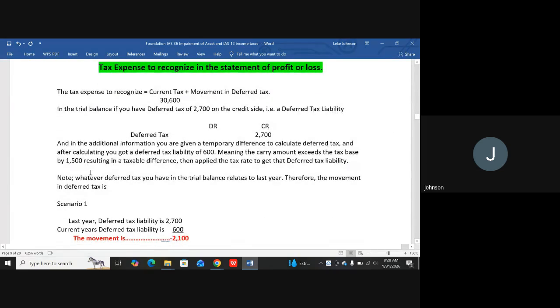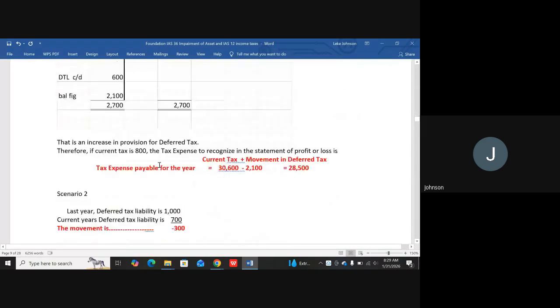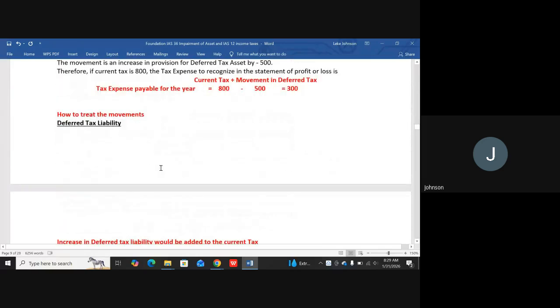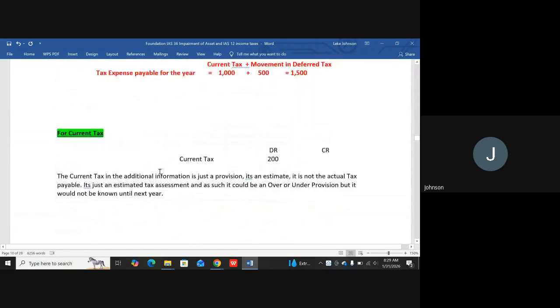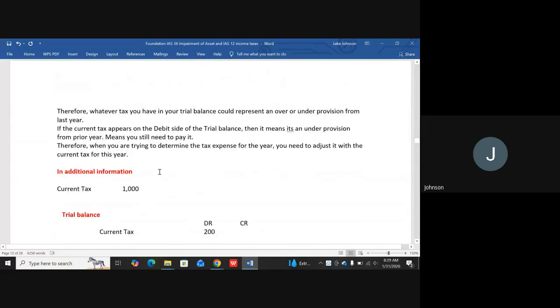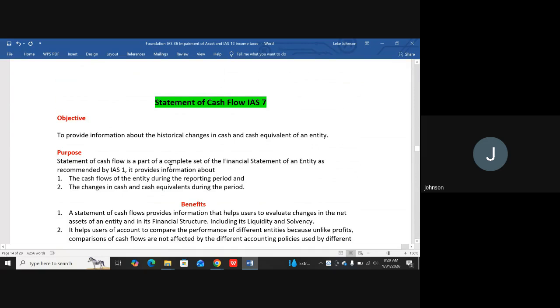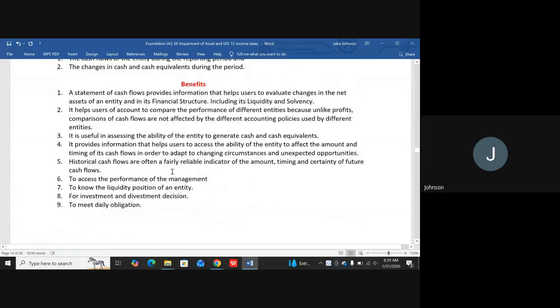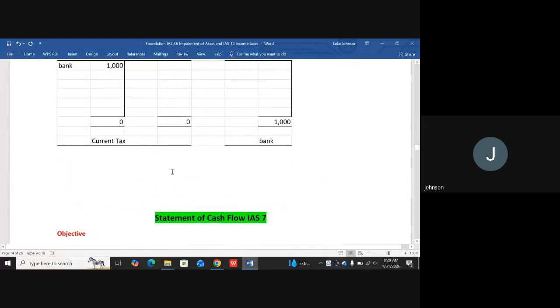Now, the next stage is the tax expense that is always recognized in our statement of profit and loss. Let me check an account, for instance. There's another topic we're going to treat that is also very interesting, the cash flow statement. Let's go down to that section. This is a cash flow statement, and it's always prepared in the accounts.